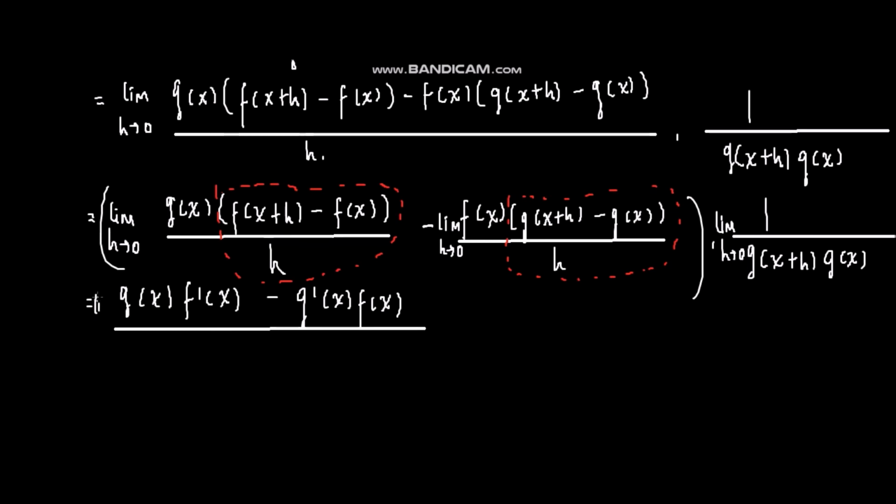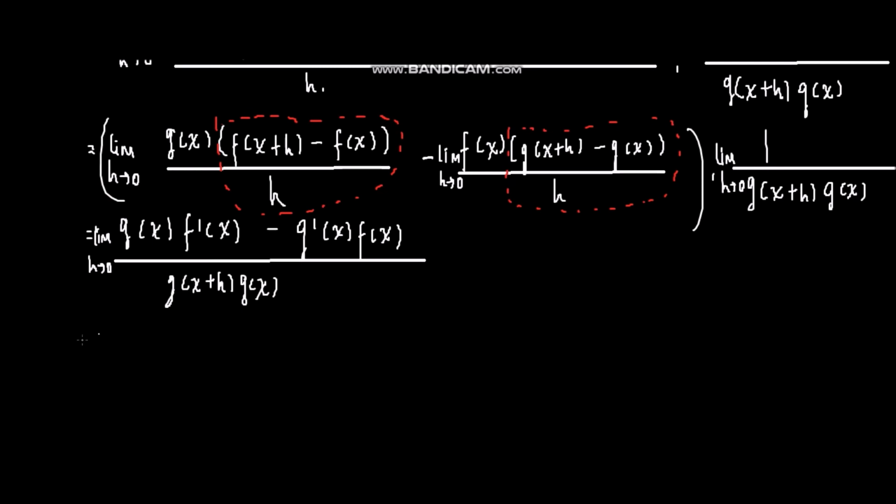So the limit as h goes to 0 of this whole thing, g of x plus h times g of x. Now, in this case, as h goes to 0, if you plug in h here, this h term would just become 0. So the denominator is going to be g of x whole squared, right? So I'm just going to rearrange this and make it look neater.